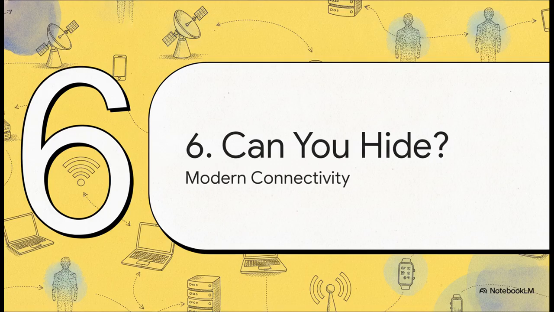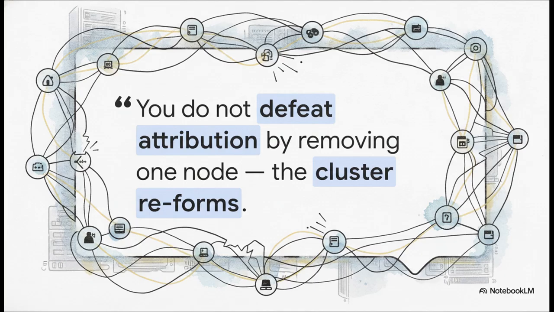Section 6. Can you truly hide? The reality of modern connectivity. Understanding the reality of modern connectivity means understanding that you are, quite frankly, never just a single data point. As the Cyber News Network really aptly summarized in their structural analysis of this whole case, the GDID is not the Windows tracking identifier. It is one node in a redundant mesh. In a graph, you do not defeat attribution by removing one node. The cluster reforms through the survivors. Cut one string of the net and it just instantly weaves itself back together around the anchors that are left behind.